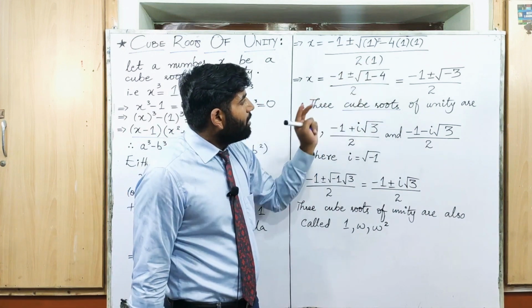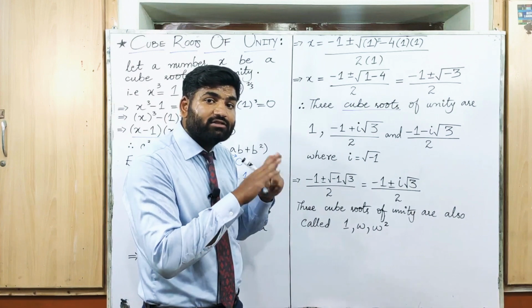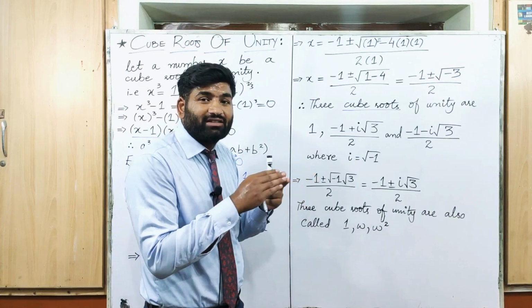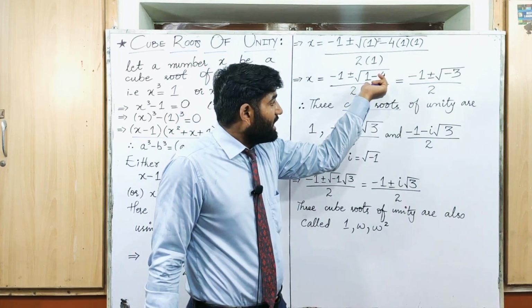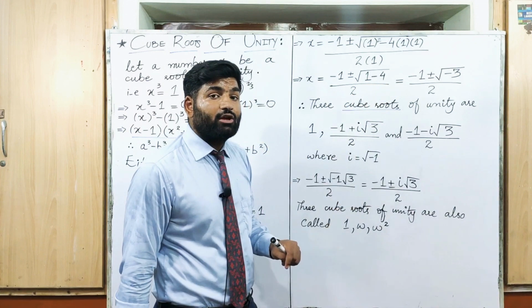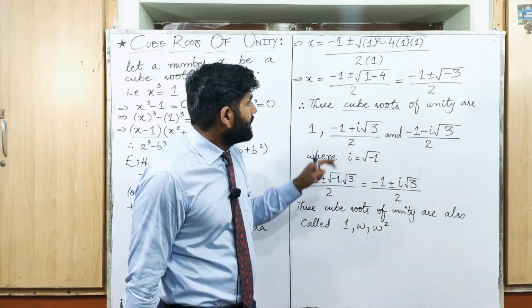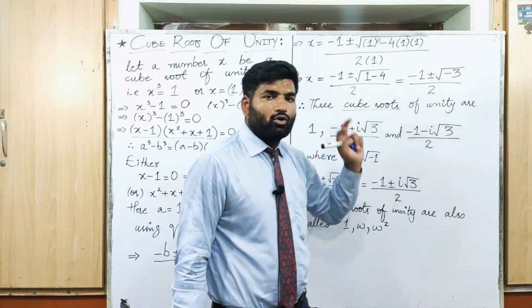Now again simplifying it, we will keep simplifying it until it is simplified. We cannot further simplify that expression, unless we add or subtract these values. So we will subtract them. 1 minus 4 is equal to what? It is equal to minus 3. So x is equal to minus 1 plus minus under root minus 3 over 2.